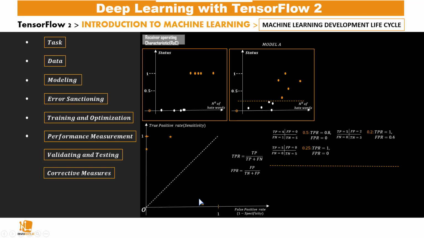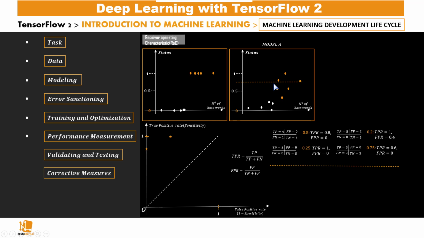Picking up another threshold, that's 0.25, we see right here we have 5 true positives, 0 false positives, 0 false negatives, and 5 true negatives, and here we have a true positive rate of 1 and a false positive rate of 0. So here's our point right here.